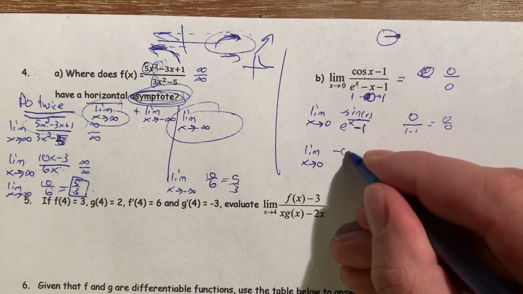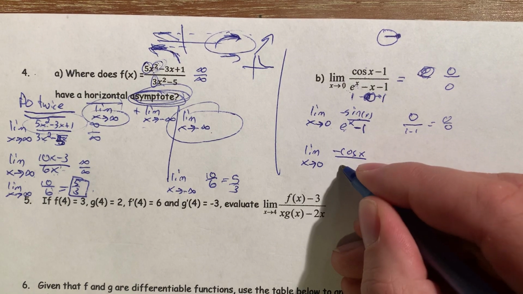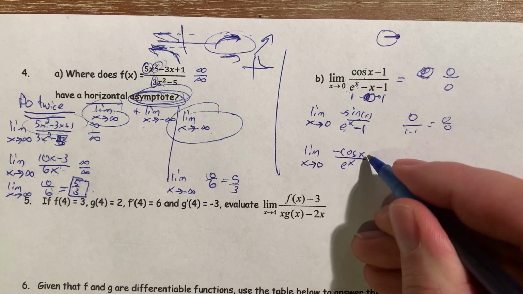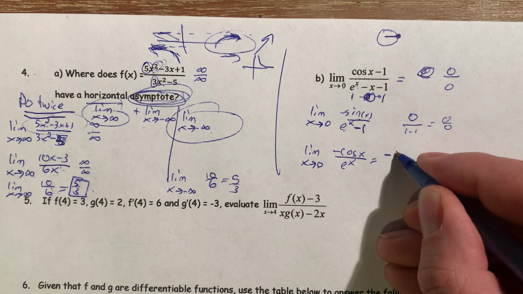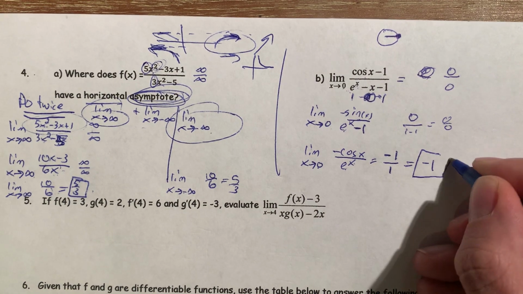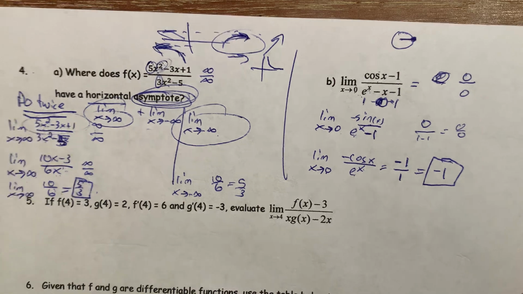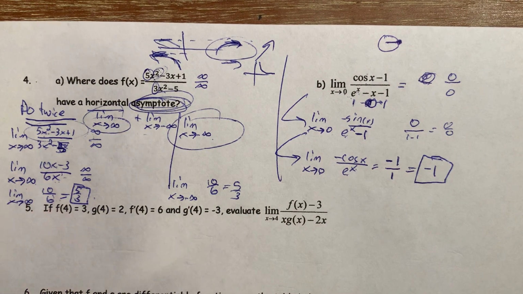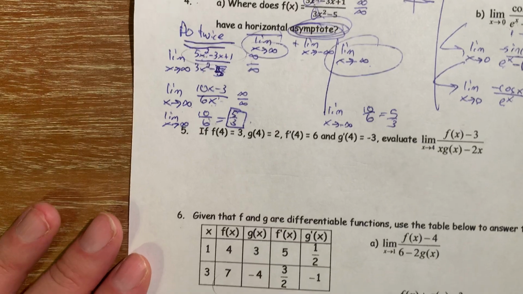The derivative of sine of x is cosine of x. The derivative of e to the x is e to the x. And as x goes towards 0, cosine of 0 is 1. E to the 0 is 1. And our answer is negative 1. Yeah, so we can do that. Sometimes we have to do L'Hopital's rule twice, and that's okay. All right.